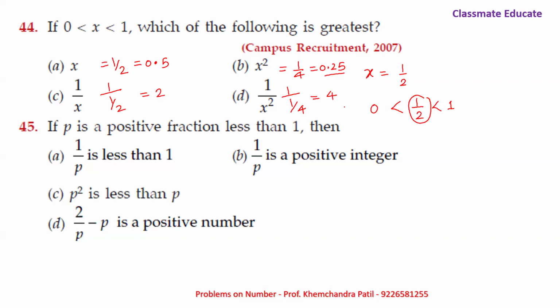Now tell me which is the highest value? Greatest आपको पूछा है. So the greatest value is option D. Option D is your answer. 4 is having the greatest value. 4 is the greatest among all these four options.